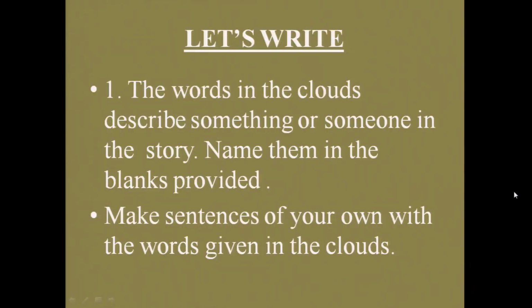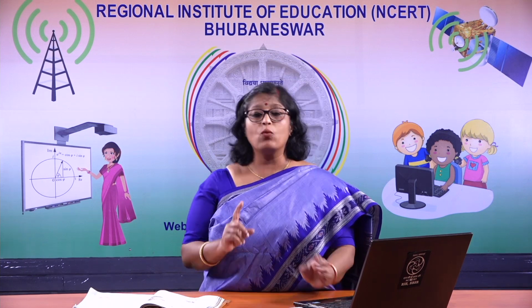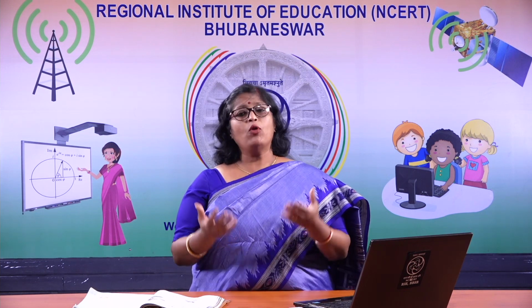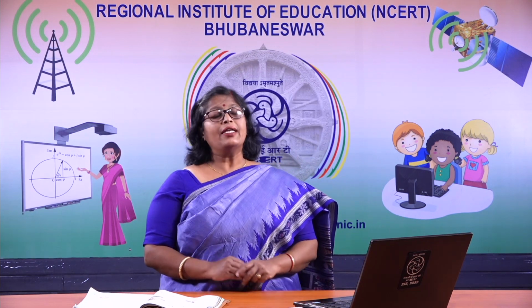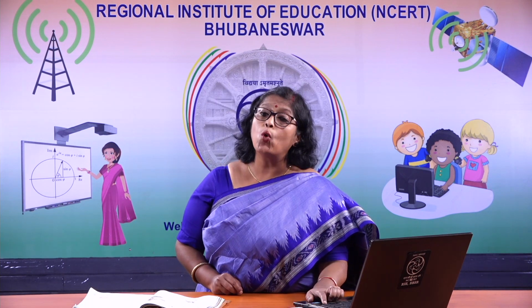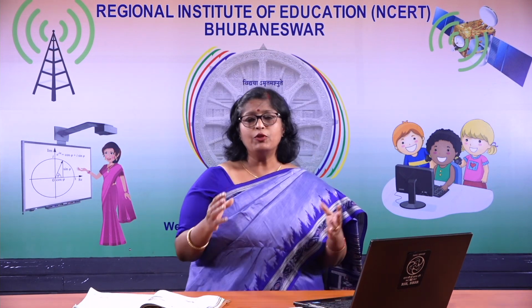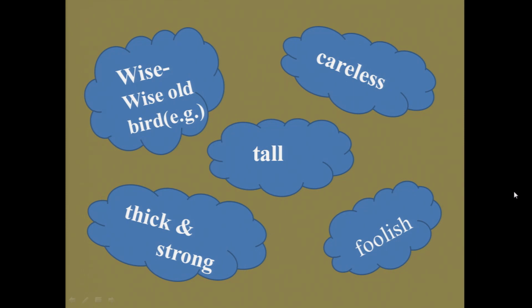Next one. Now, the previous thing that I was telling: make sentences of your own with the words given in the clouds. This question has got two parts. First, you have to identify the nouns, that is, the someone or something or some person named in the story, and match them with the adjectives given in the clouds. This is the second part of the question: now forget the story. You have to frame sentences using these words on your own, for example foolish or tall or careless. These five clouds have got five adjectives describing something.